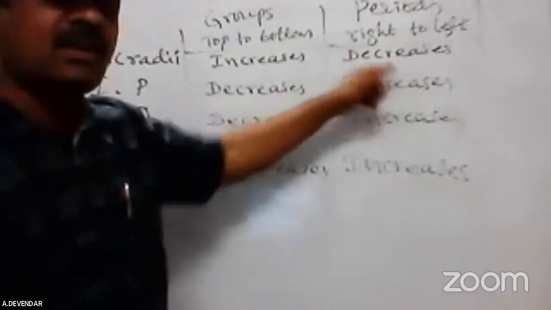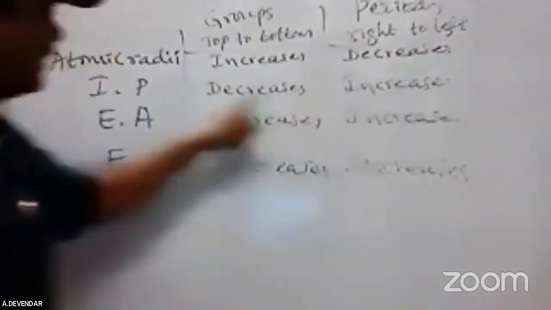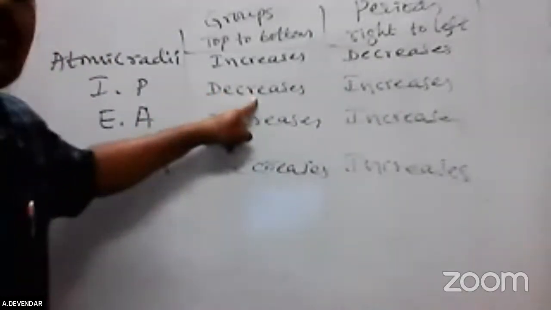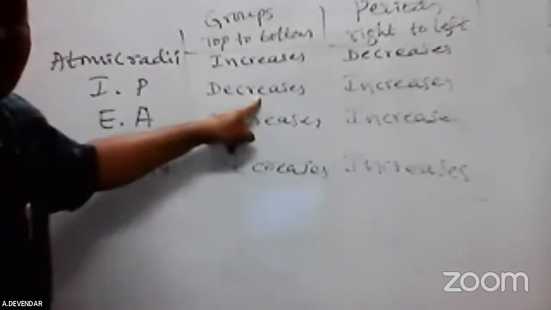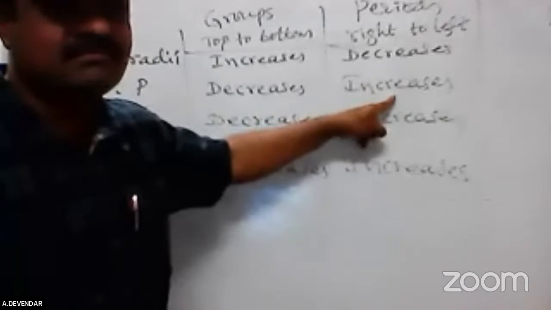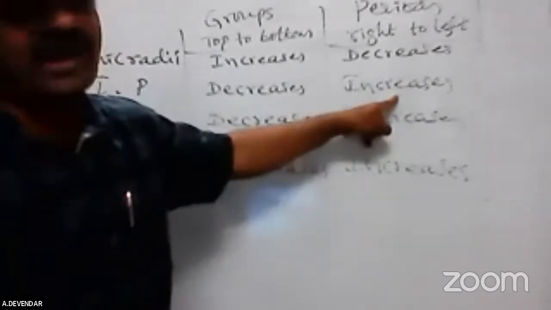Across the period, for example the second period, the electrons are in the same second orbit only, so the size decreases. Removing an electron from the last shell is very easy, but removing it from an inner orbit is not possible.